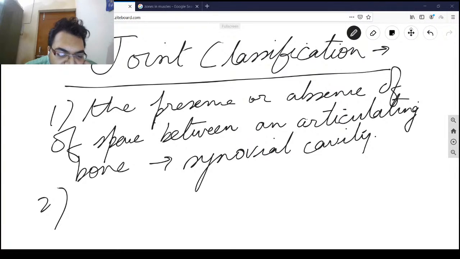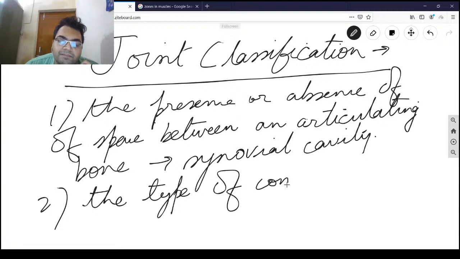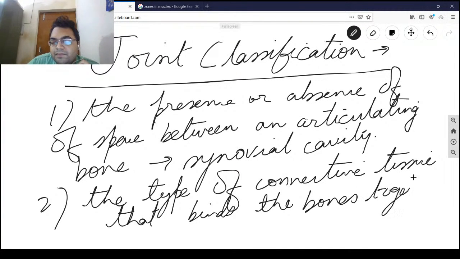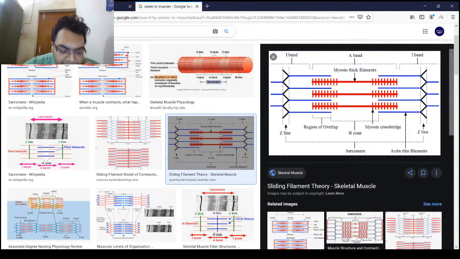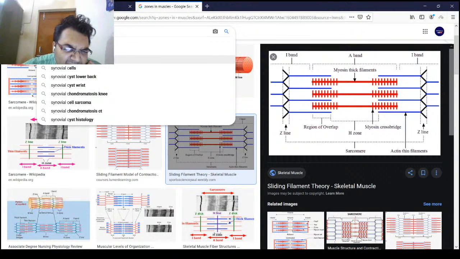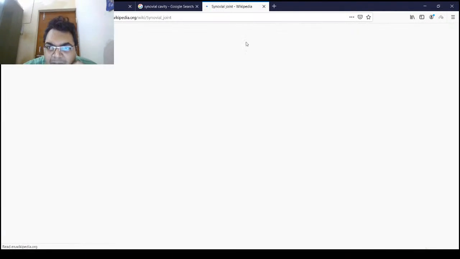The type of connective tissue that binds the bones together. These are the two criteria. I'll show you the synovial cavity. This is known as a synovial cavity. I'll just zoom in; go to Wikipedia.